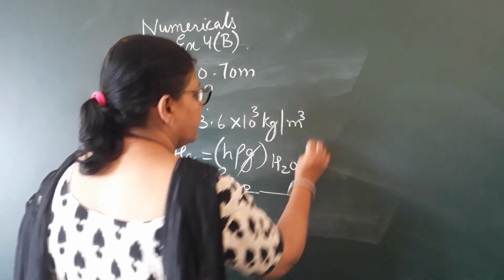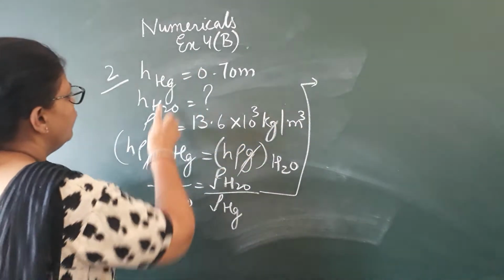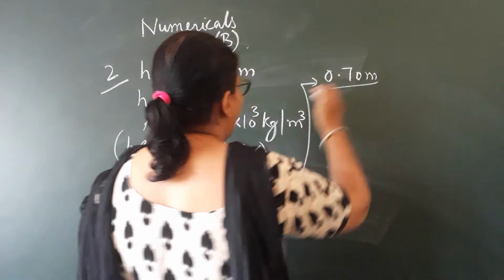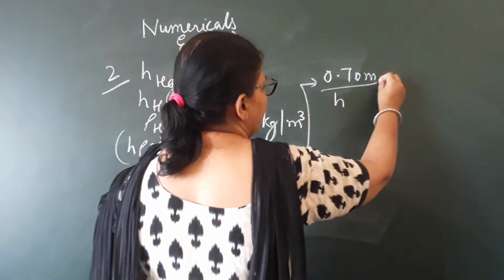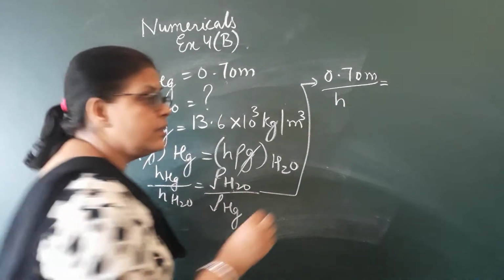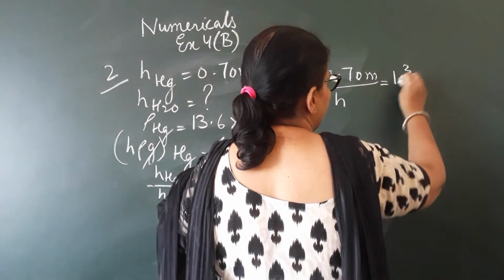I am solving it here, children, for you. What is the height of mercury? It is 0.70 meters upon the height of water. You need to find out H, which is equal to, what is the density of water? We don't know, but you know the value. It is 10 to the power 3, 1000 kg.